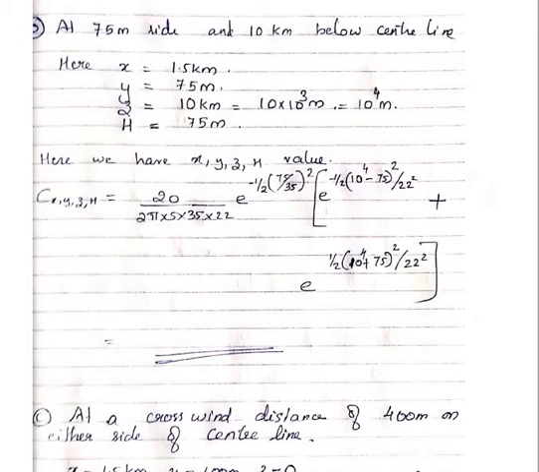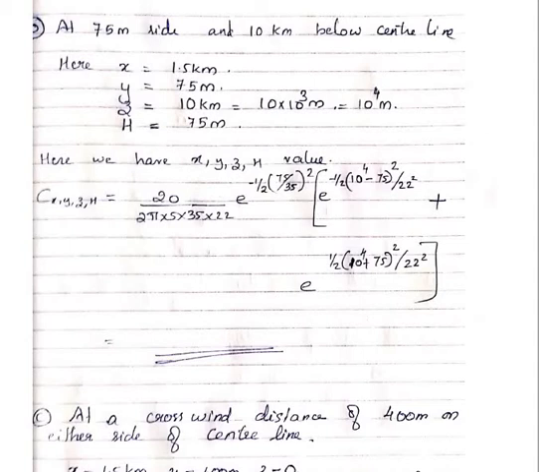Then we have to substitute these values in the first equation C(x,y,z,H), because we are having all these values x, y, z and H. Then you will get the answer.